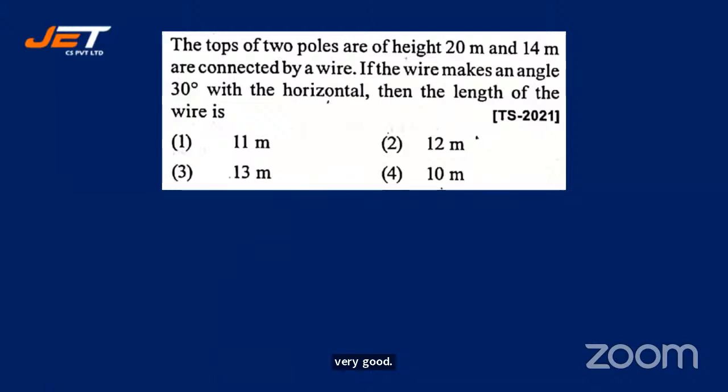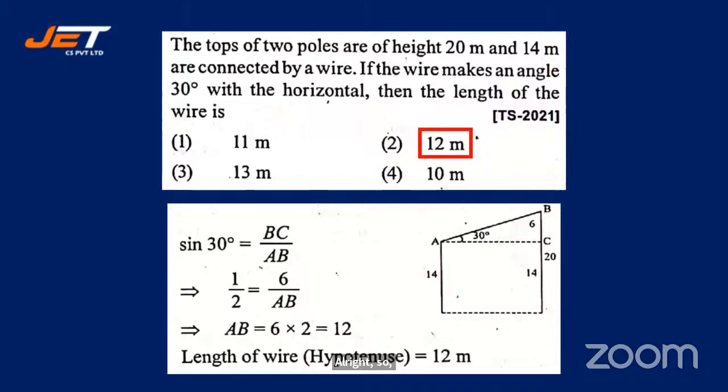The tops of two poles are of height 20 meters and 14 meters. They are connected by a wire. If the wire makes an angle of 30 degrees with the horizontal, then the length of the wire is dash. All right. So students, let me explain this with the diagram so that you all will understand. The answer is 12. How? See the diagram. You're taking AC.